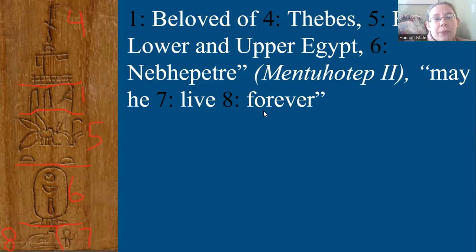And then you have the may he live forever phrase. The may he is implied. The hieroglyphs that are actually here are just the live and forever part. So number 7 here is the live, because it's an ankh. And then number 8, forever, is here.